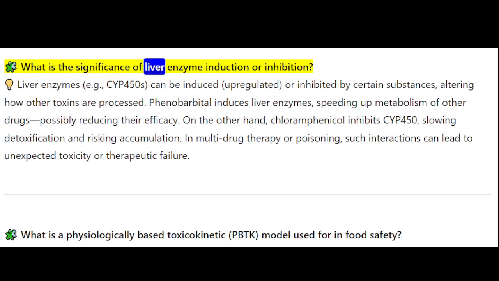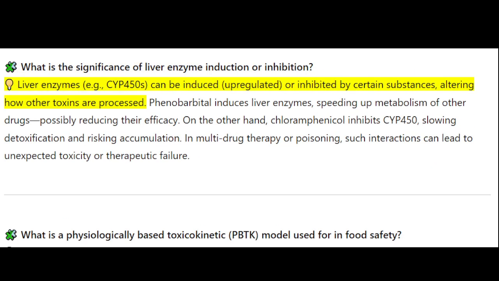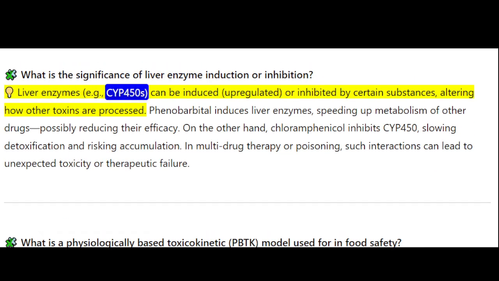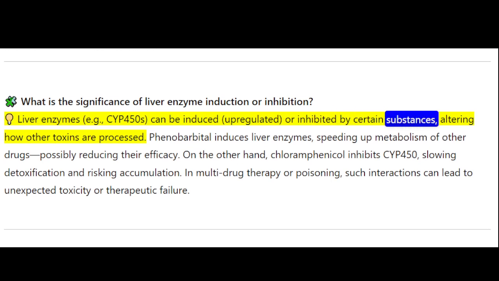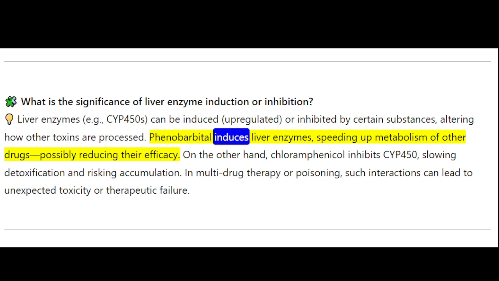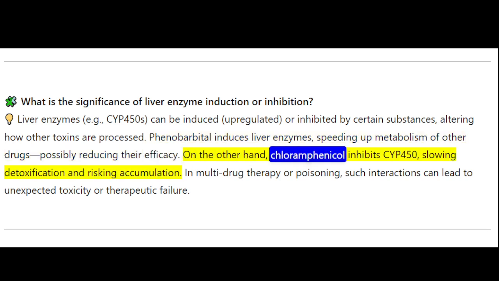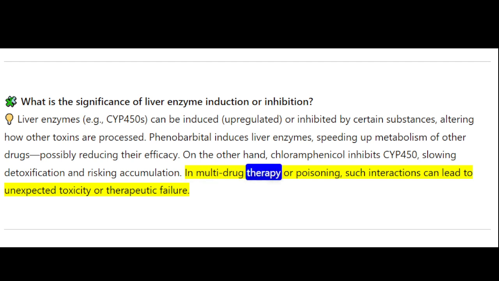What is the significance of liver enzyme induction or inhibition? Liver enzymes, for example, CYP450s, can be induced, upregulated, or inhibited by certain substances, altering how other toxins are processed. Phenobarbital induces liver enzymes, speeding up metabolism of other drugs, possibly reducing their efficacy. On the other hand, chloramphenicol inhibits CYP450, slowing detoxification and risking accumulation. In multi-drug therapy or poisoning, such interactions can lead to unexpected toxicity or therapeutic failure.